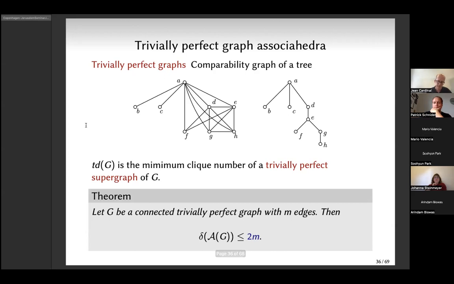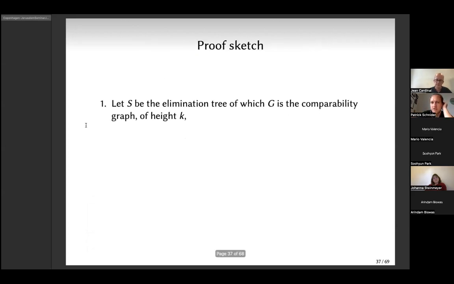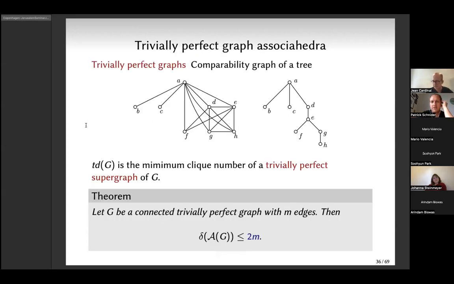And the theorem there is that if you have a connected trivially perfect graph with m edges, then the diameter of its associahedron is no more than twice the number of edges. Can I ask you a short question about this? Yes. They're called trivially perfect graphs because you said it's trivial that they are perfect. Yes. Why is it trivial?